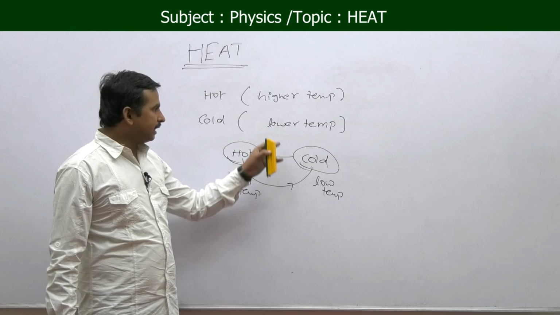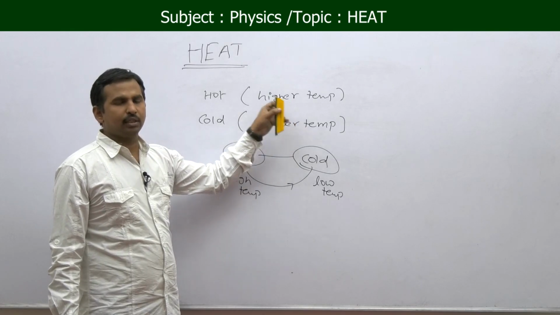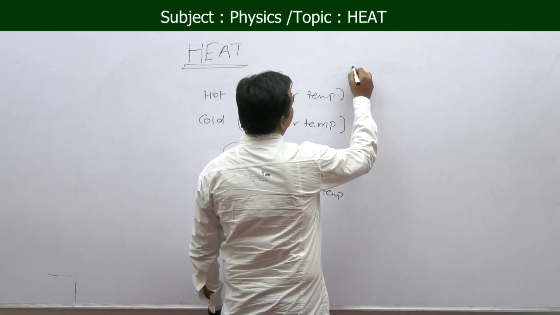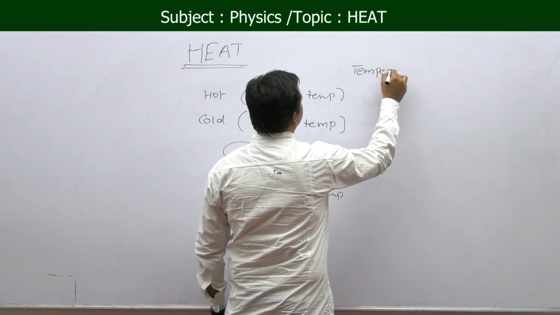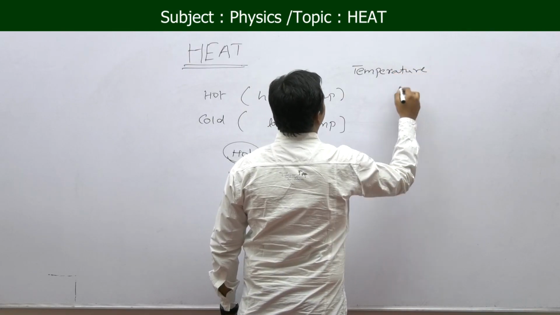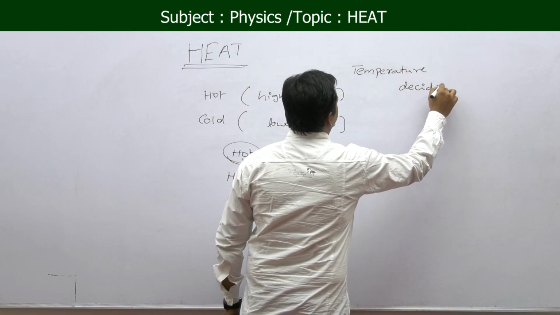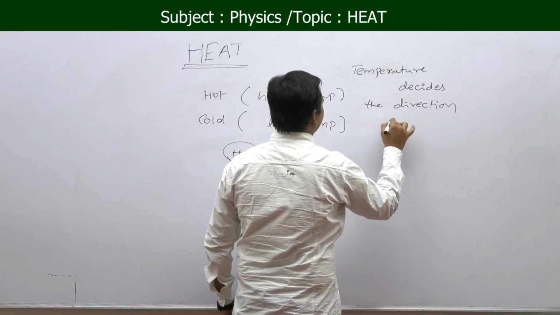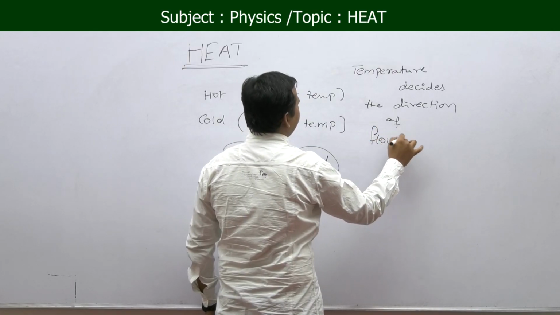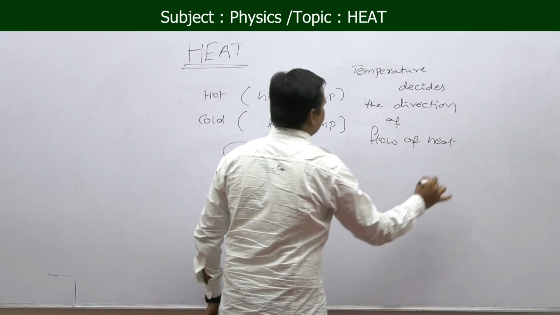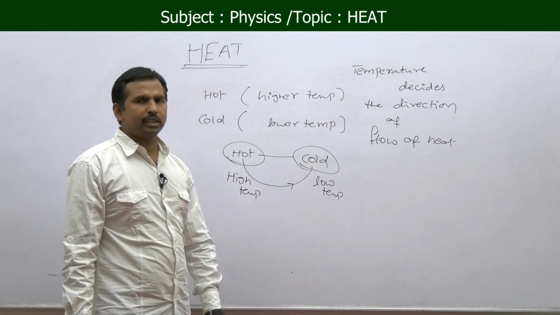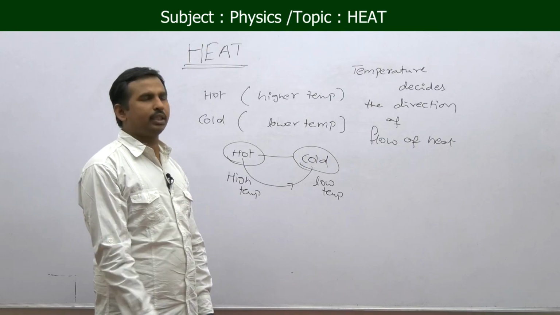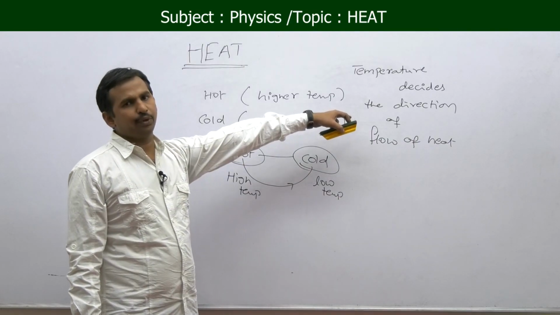Okay? Which means the temperature of the body decides the direction of flow of heat. Which one? Temperature. The temperature decides the direction of flow of heat. So, this temperature decides the direction of flow of heat, meaning whether it goes from A to B or B to A. All that depends on the temperature we are taking.